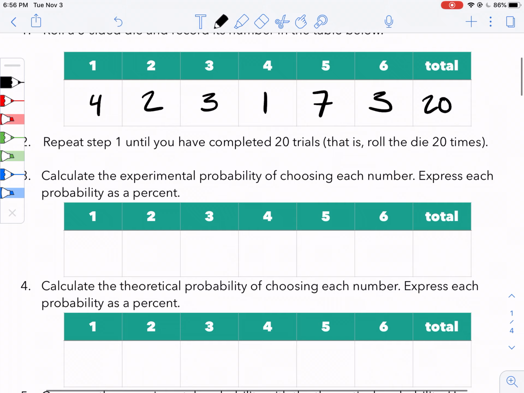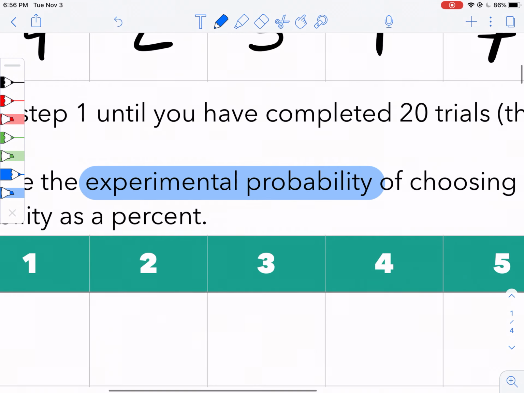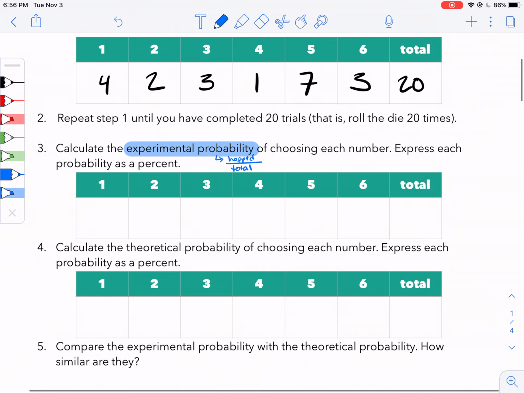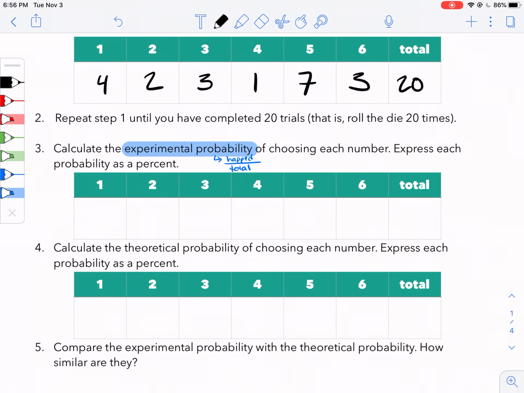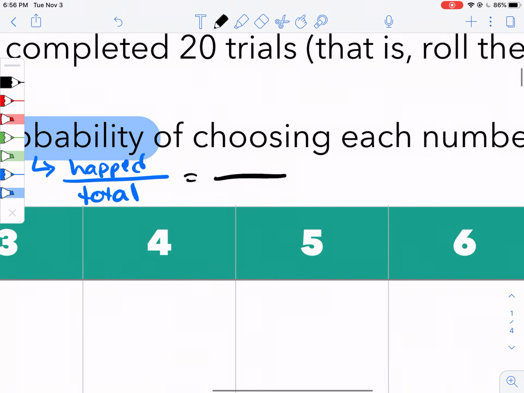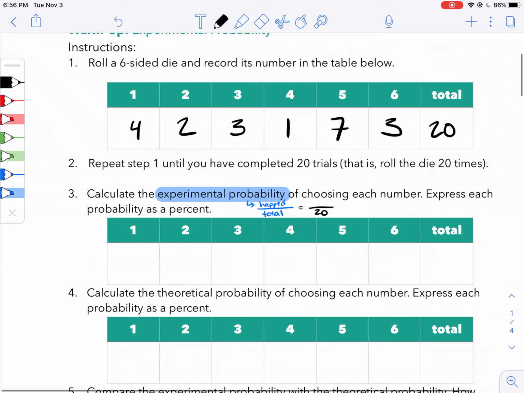Next, we're going to calculate what's called the experimental probability of choosing each number. To find experimental probability, you write how many times it happened over the total number of rolls. Here my total rolls is 20, so that will always be over 20. Except I need to find the percent, so I'm going to write them as a fraction first and then find the percent.